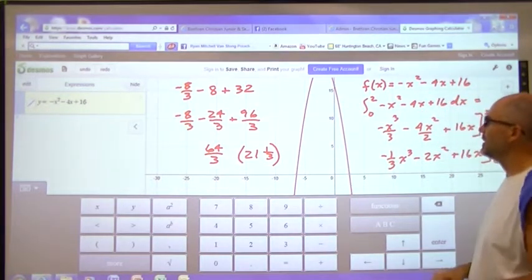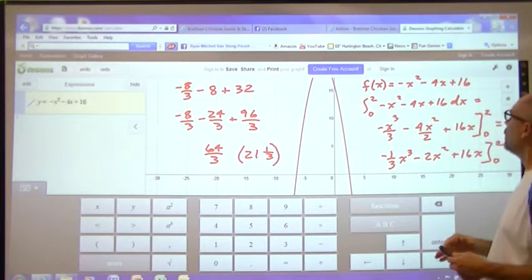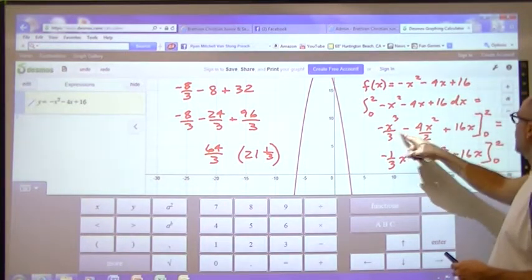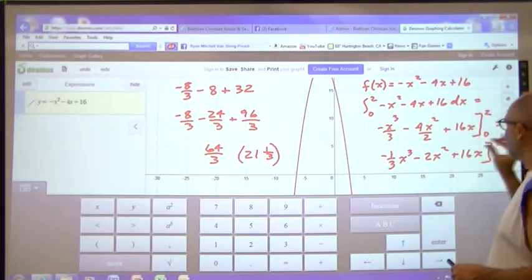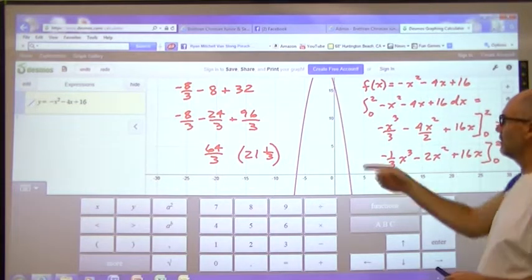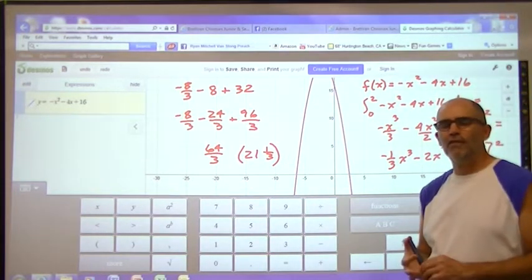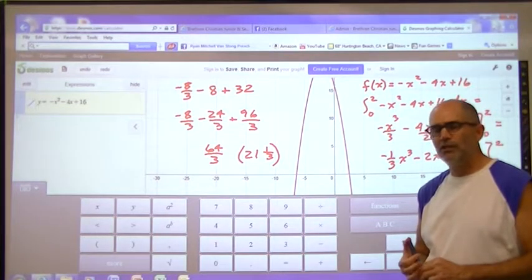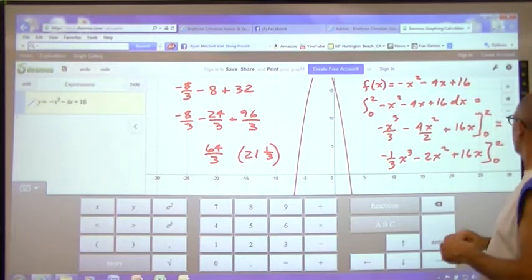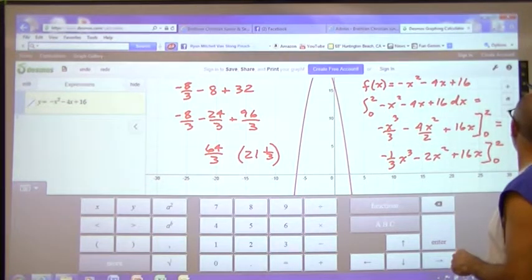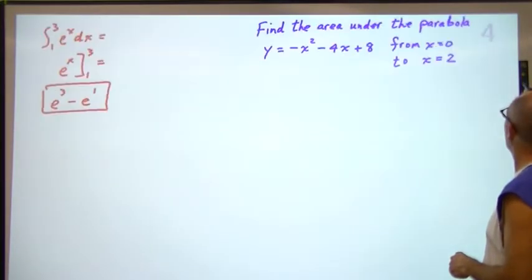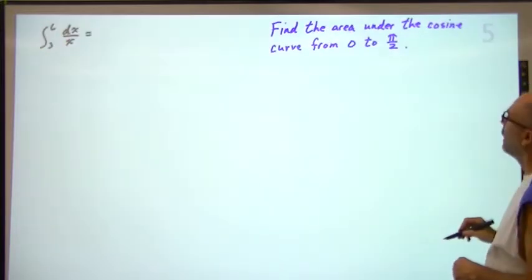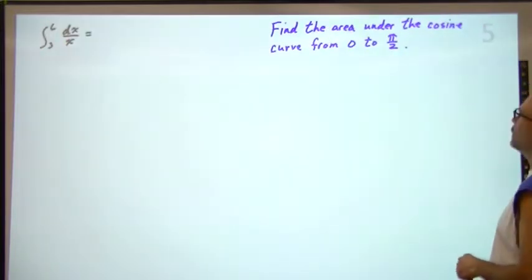That definitely makes sense. So notice all we did was we took the antiderivative, we plugged in 2, we plugged in 0, we subtracted. And that gives us the area under the curve. Fundamental theorem, part 2, shortcut. Okay, now, all right, so just a few more.